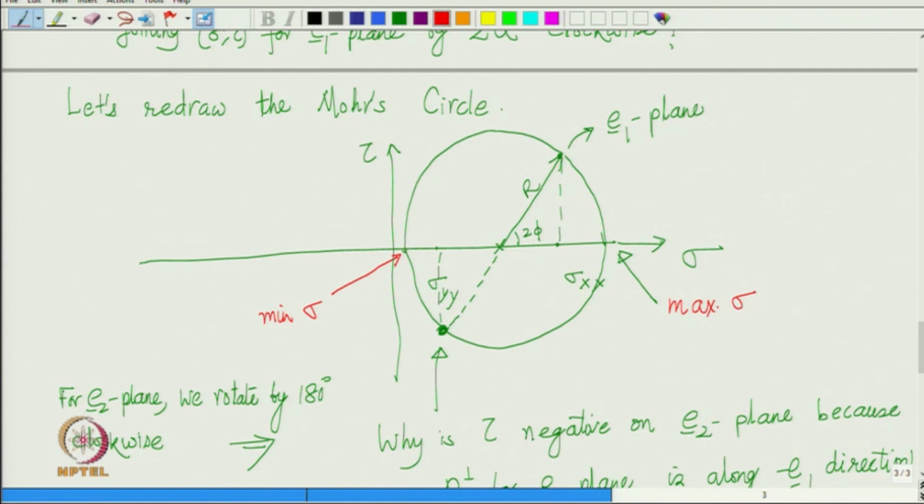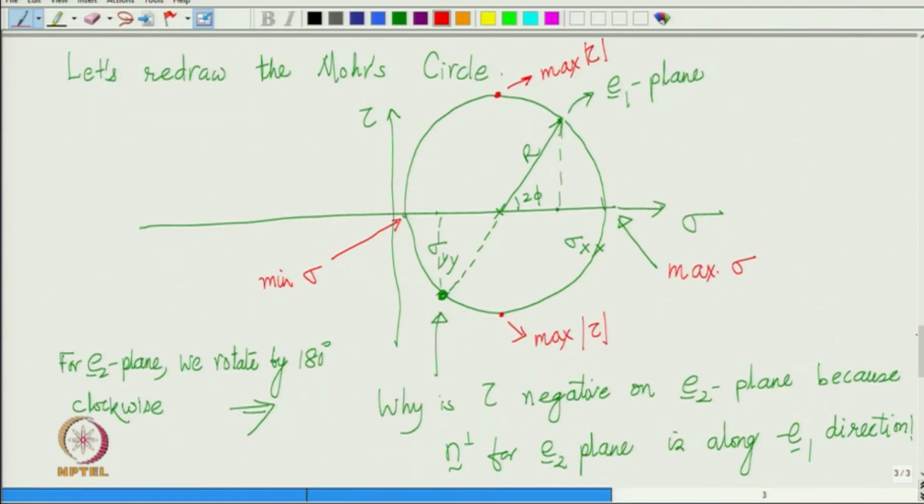Where is the maximum shear stress, shear component of traction? At the top and bottom of the circle, right. So, this point is max tau, or let us say max magnitude of tau, and this point is also max magnitude of tau. Can you see, are they matching with the formulas that we had derived?